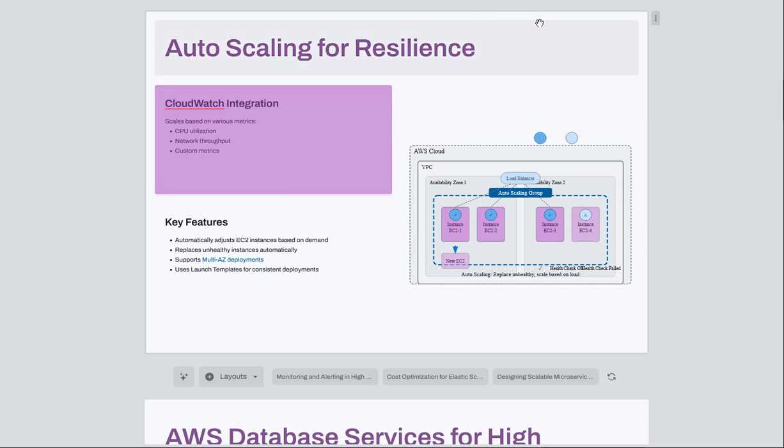So, auto scaling for resilience, right? These load balancers and EC2 instances use auto scaling for resilience. For this we can use different sorts of rules, like simple rules, step rules, and some other rules we will talk about when we are creating auto scaling in the AWS portal. But actually, we can use CloudWatch integration.